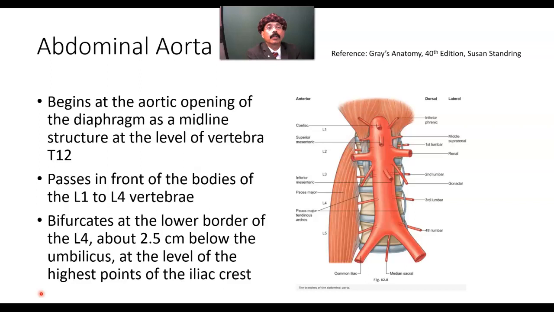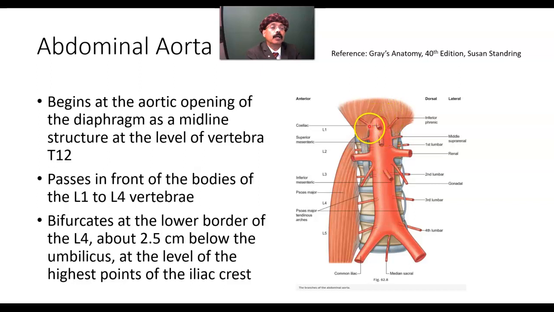The abdominal aorta is a continuation of the descending thoracic aorta. It begins at the aortic opening of the diaphragm as a midline structure at the level of the vertebra T12. It passes in front of the bodies of lumbar vertebra 1 to lumbar vertebra 4, midline but a bit left, and bifurcates at the lower border of the lumbar vertebra 4. This is the bifurcation. This is the beginning.